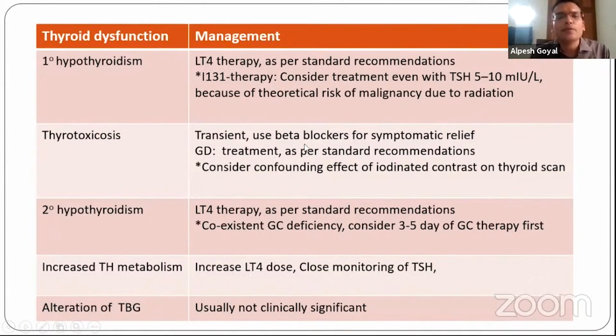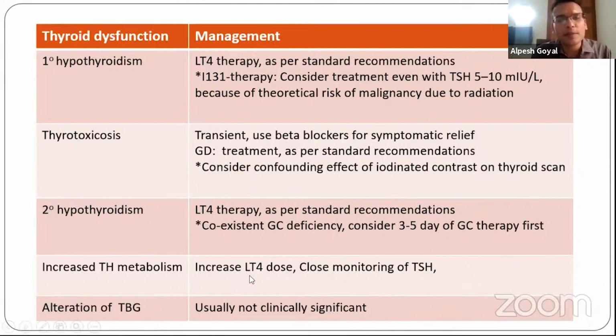For transient thyrotoxicosis, you could use beta blockers, and Graves' disease you could treat as per standard recommendation, but remember that you may not be able to use thyroid scan, especially in a patient who has undergone recent iodinated contrast imaging, and this is not an uncommon scenario in cancer patients. For secondary hypothyroidism, use levothyroxine as per standard recommendation, maintaining free T4 in the mid-normal to upper normal range. However, if the patient has hypophysitis and coexistent glucocorticoid deficiency, consider a 3 to 5 day course of glucocorticoid therapy first, followed by combination glucocorticoid and thyroxine therapy.